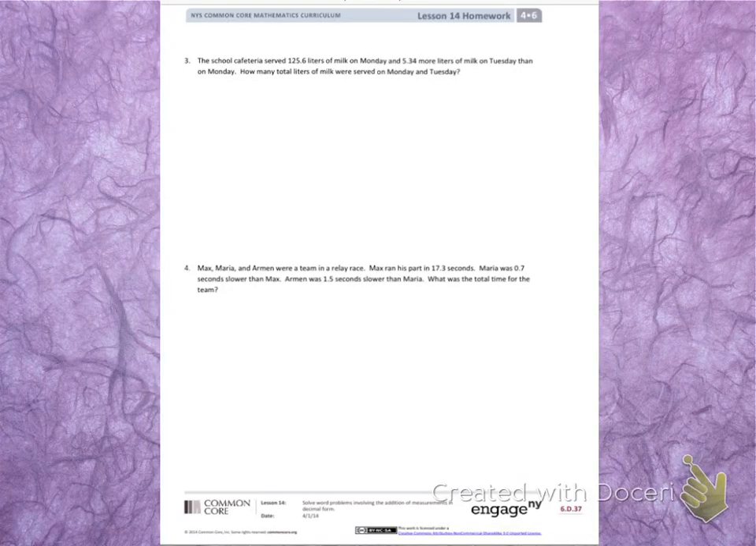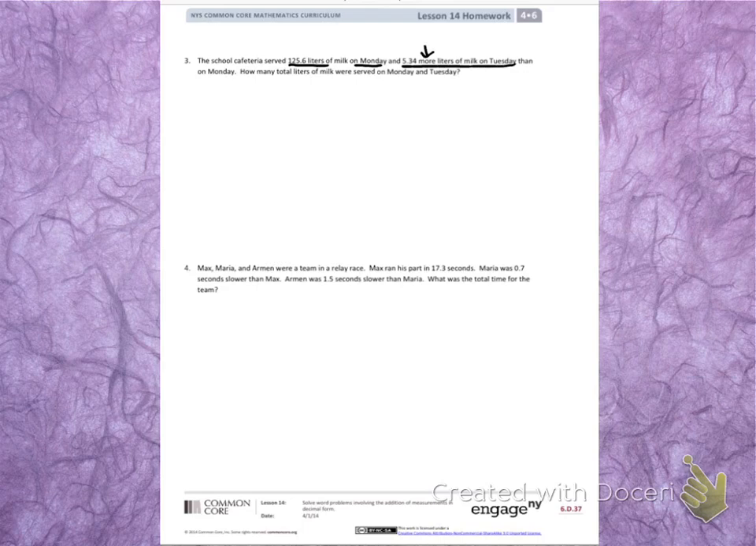Grade 4, Module 6, Lesson 14, Homework, page 2. Problem number 3. The school cafeteria served 125 6/10 liters of milk on Monday and 5 3/4 more liters of milk on Tuesday.